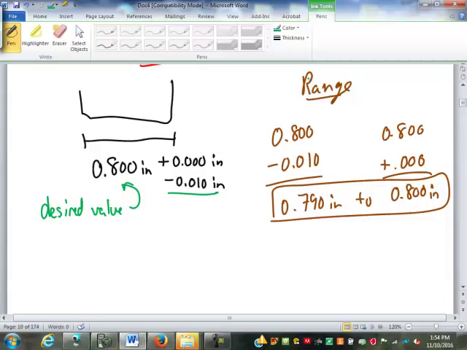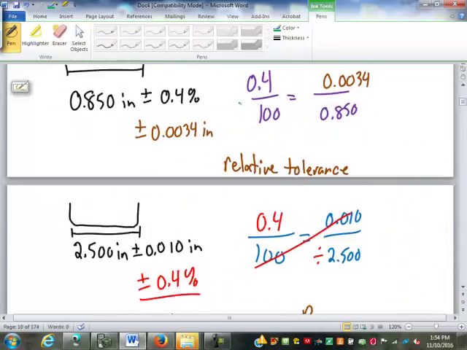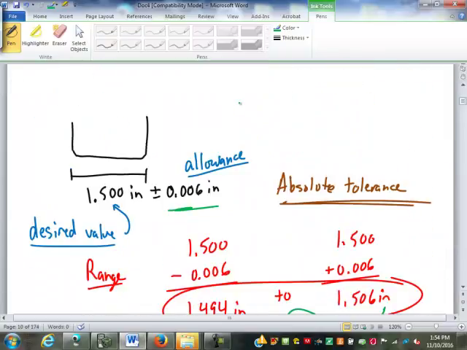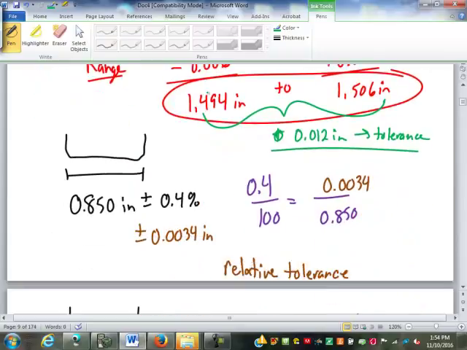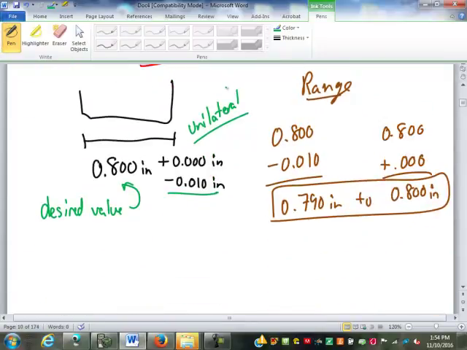Now, one of the things we're going to work on is, given the implied range, this is what we call a unilateral tolerance. It only goes in one direction. The ones we've been working on up here are what we call bilateral. There's an allowance in each direction. But if we assume that it's bilateral and we're given the range, how would we find our ideal value and our allowance?